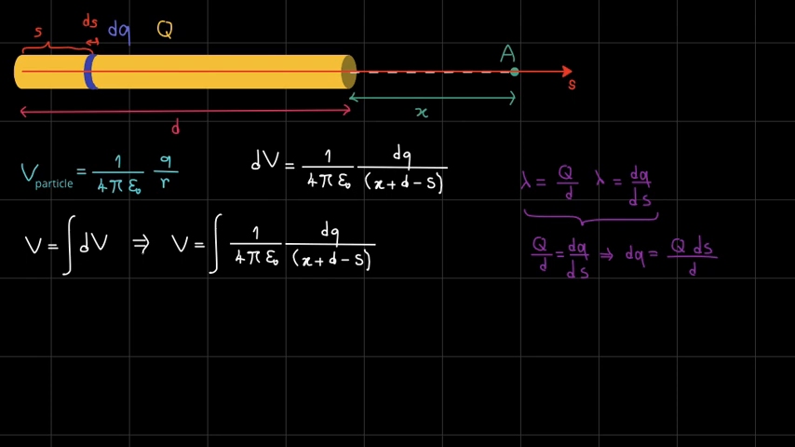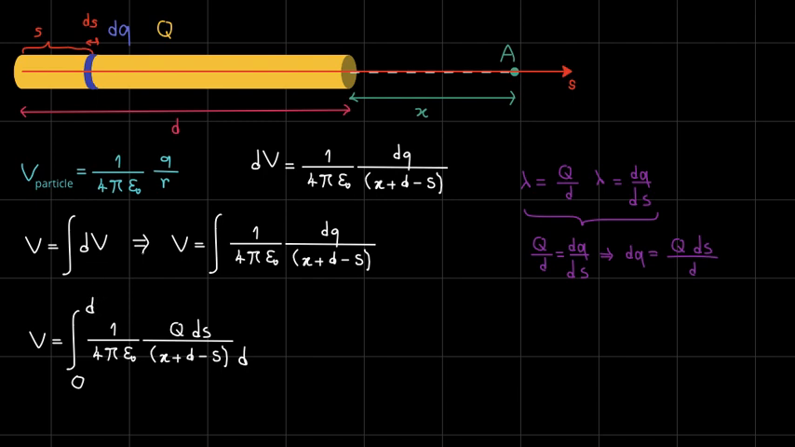Now let's substitute this back into our integral. Here's what we get when we do that, and then we'll solve our integral. Now that we have our actual integration variable, let's also set our lower bound and the upper bound. s runs from 0 all the way to d, which is the total length of our rod.